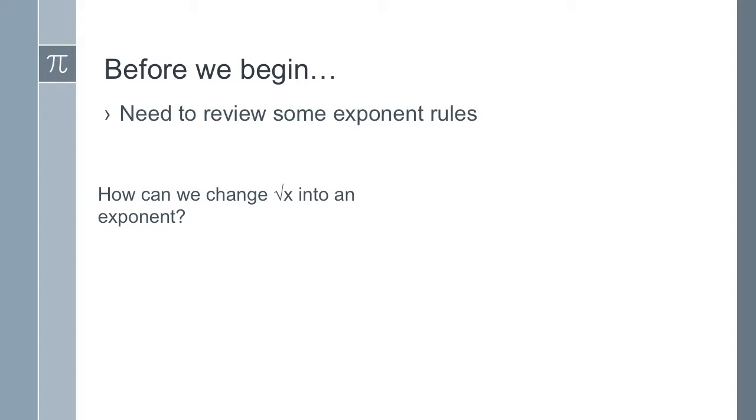My first question for you is, do you remember how we can change the square root of x into x to the power of some exponent? Well, if you recall, the square root of x is simply x to the power of 1/2, or more specifically, the square root of x to the 1 is equal to x to the 1/2. You'll notice that all we've done is the denominator of our fraction is the root, and the numerator of our fraction is the exponent that goes over the x.